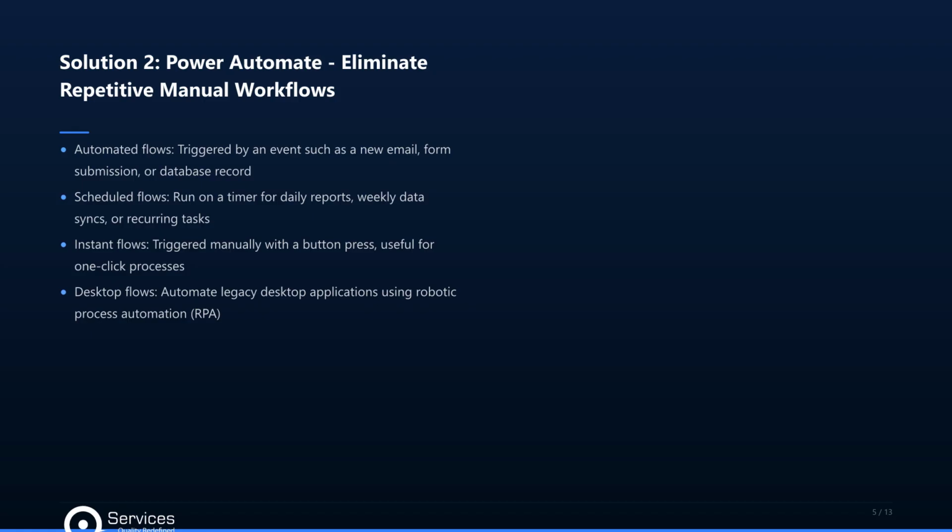Workflow types available in Power Automate. Automated flows, triggered by an event such as a new email, form submission, or database record. Scheduled flows, run on a timer for daily reports, weekly data syncs, or recurring tasks. Instant flows, triggered manually with a button press, useful for one-click processes. Desktop flows, automate legacy desktop applications using robotic process automation, RPA. The desktop flow capability is particularly useful for SMBs dealing with older software that doesn't have a modern API.